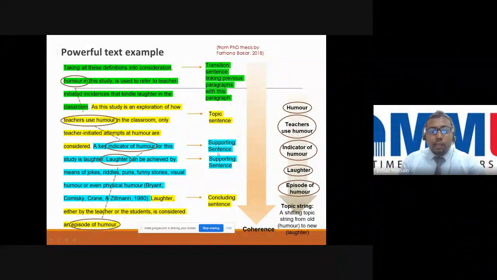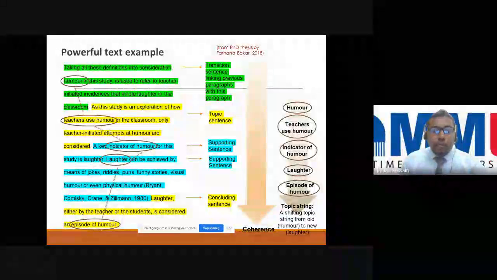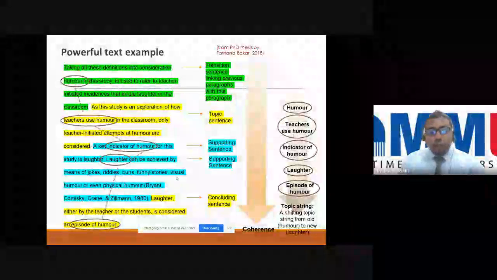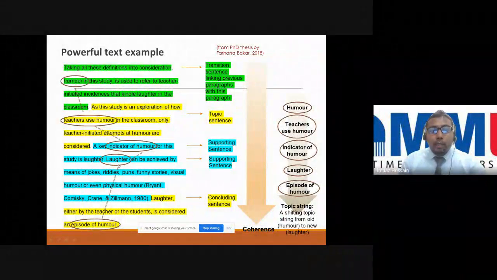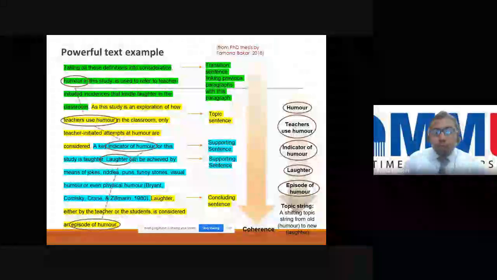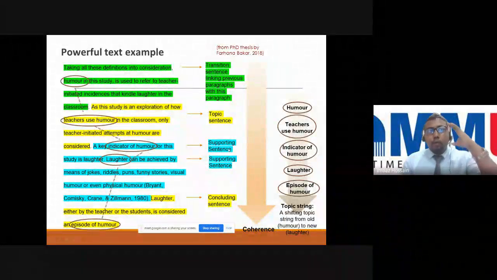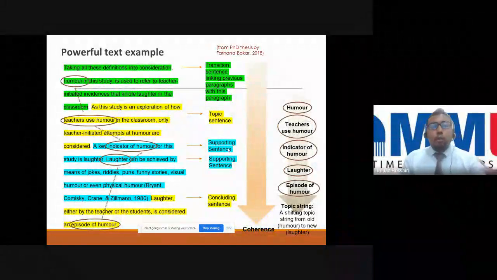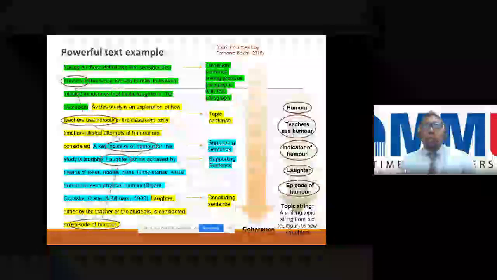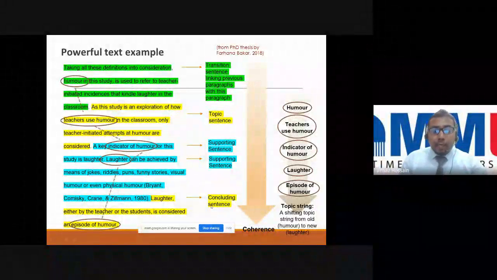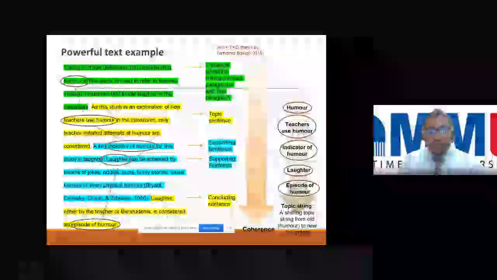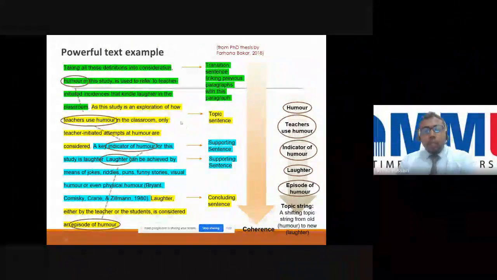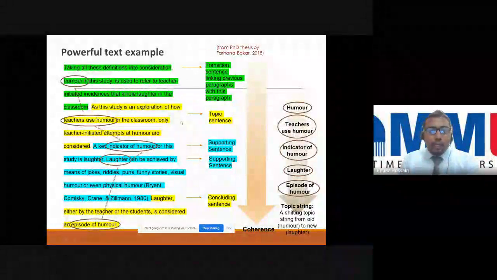She put two sentences to give the support, to make the humor: the laughter, jokes, riddles, puns, and funny stories, visuals. These are helpful to make the humor. So she used the supporting sentence. Think about your own thesis, your sentences. If you follow this structure, it will help you structure your paragraph more academically. And finally she used the concluding sentence, so it's a finishing.